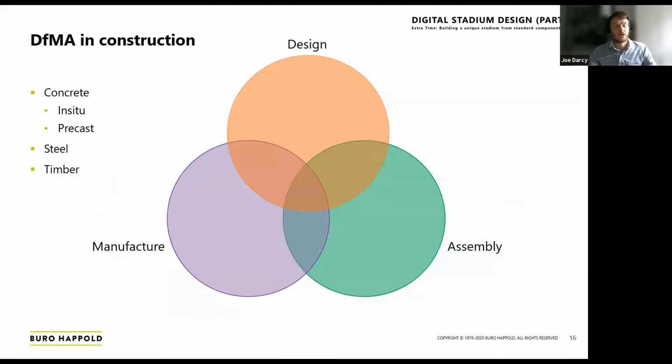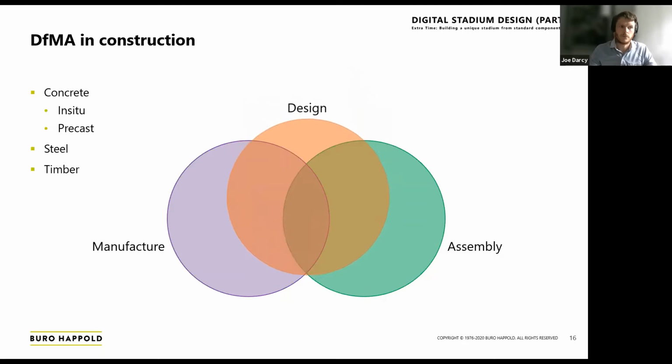So, DFMA in construction. I've drawn up a Venn diagram here of design, manufacture, and assembly, but for the purposes of construction, our aim is to end up with something that's built. So actually, design should be housed within assembly and manufacture, as if you have a design and you can't assemble it or manufacture it, then you won't have something to construct.